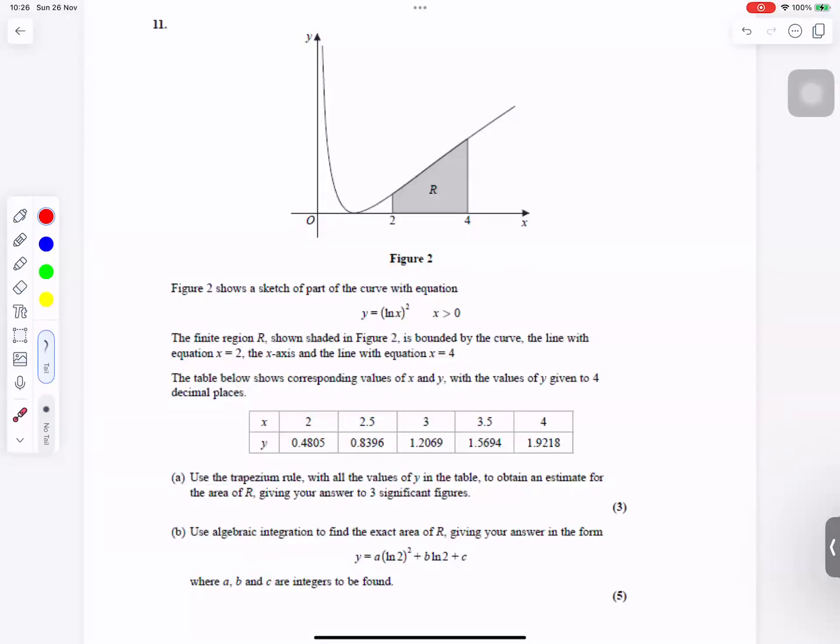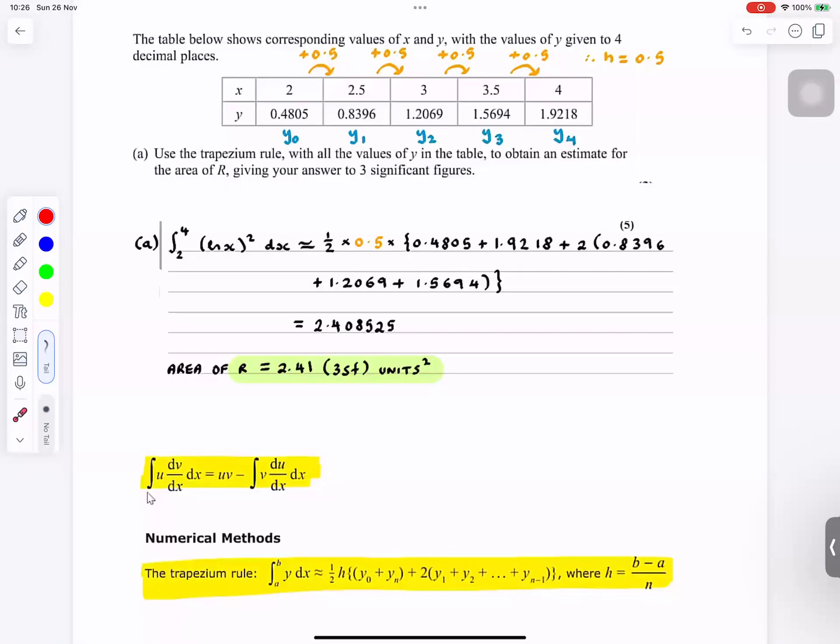Question number 11. We're going to use the trapezium rule. The main thing here is to identify y0, y1, y2, y3, y4 and substitute them in the formula. The h is 0.5, and to get h it is b minus a over n. So b is 4, minus 2, over 4, because you want to divide it into 4.